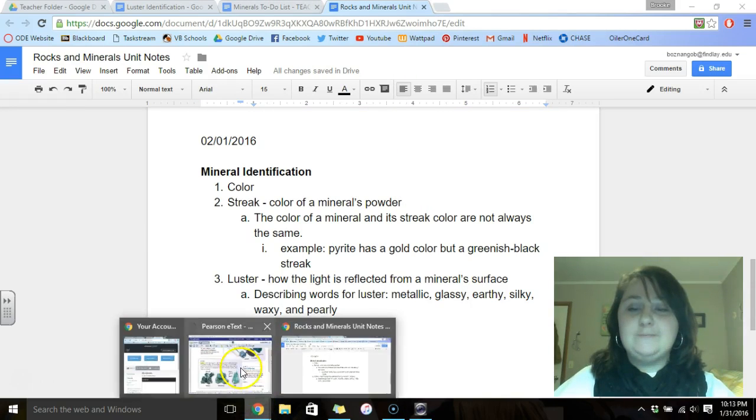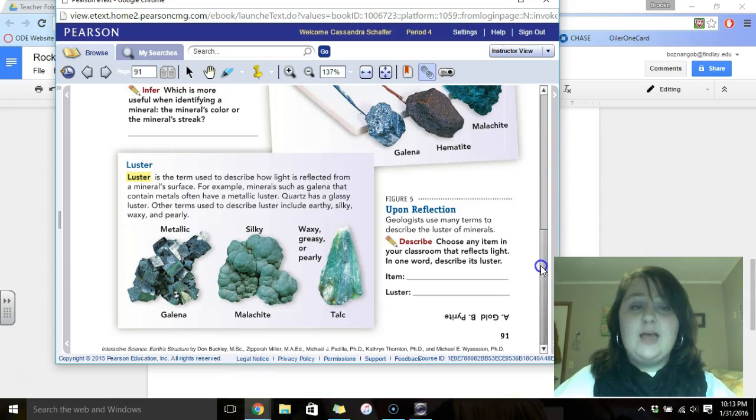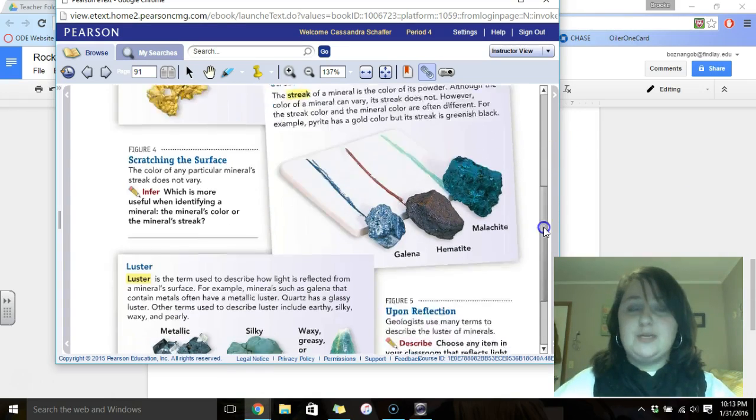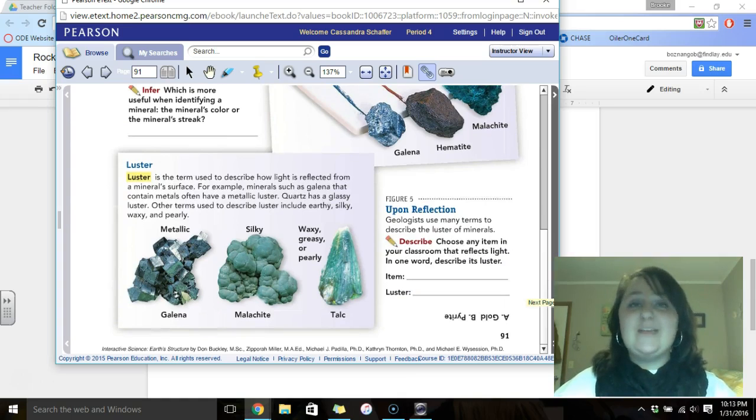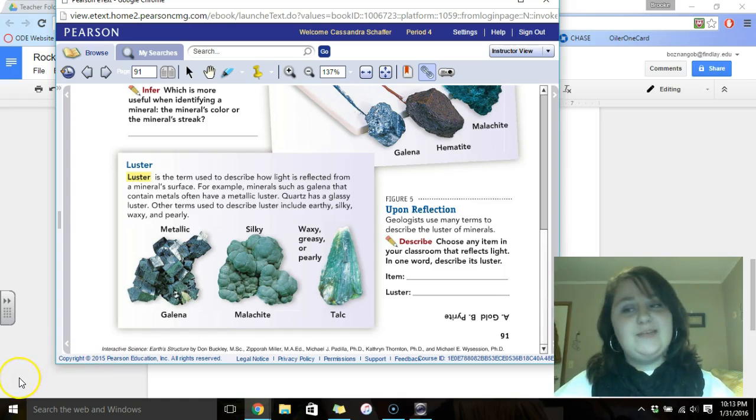So with that, we are done reading about color, streak, and luster. The next step for you guys is that you have your color, luster, and streak lab that you need to complete. And I will see you on the flip side, little geologists.